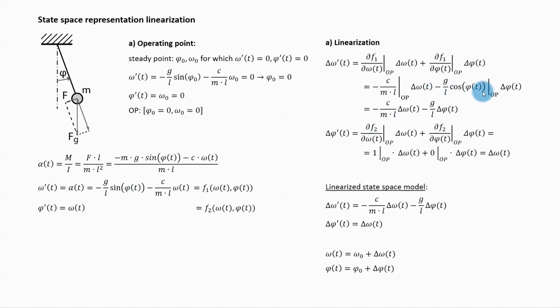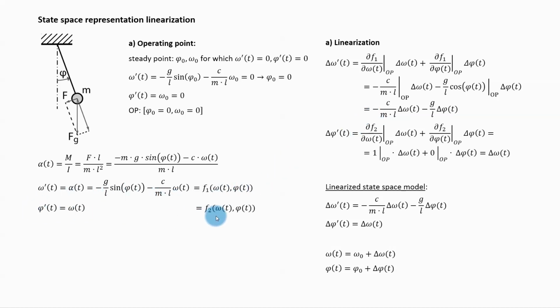And now I will need to evaluate these derivatives at the operating point. That is, I need to substitute these values for the state variables. In this case, I have just a constant, so there is nothing to substitute. I just copied a constant. In this case, I need to substitute this value for the angle, and cosine of 0 will be 1, so I will be left with this. And this is the linearization of this first state equation.